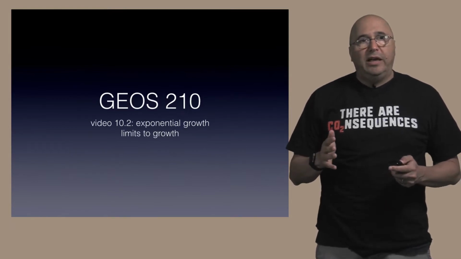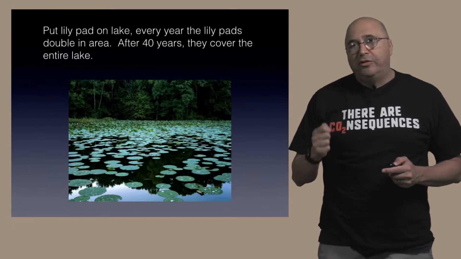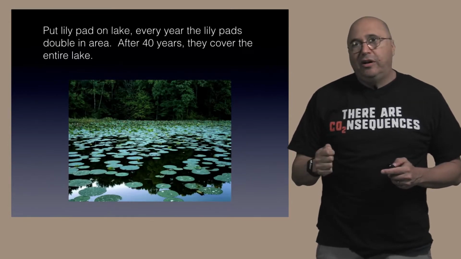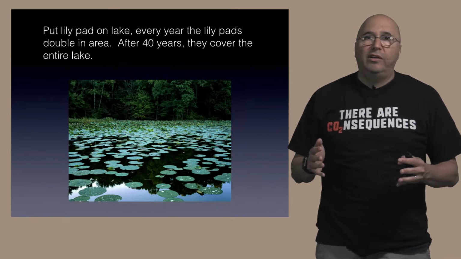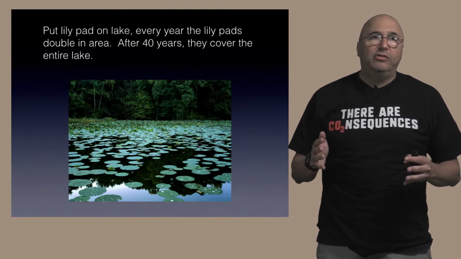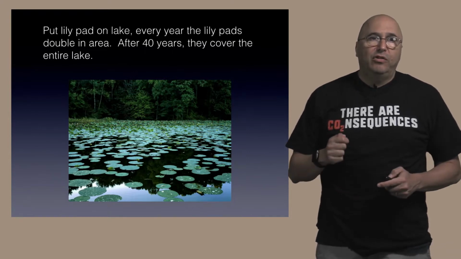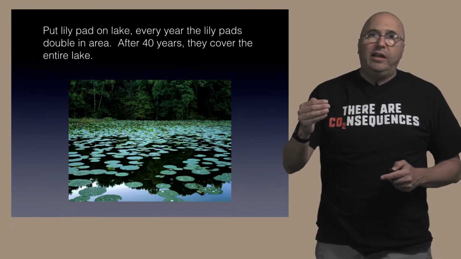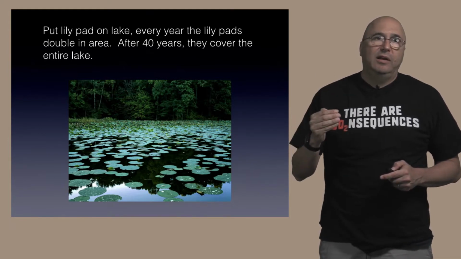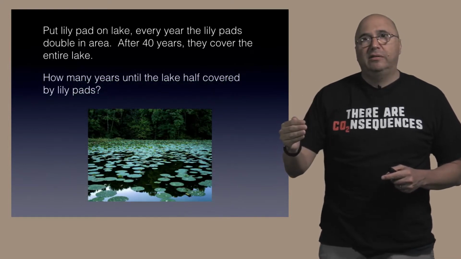Imagine there's a big lake and you put a lily pad on the lake. The lily pads reproduce, and each year the area covered by lily pads doubles in size. After 40 years, the entire lake is covered by lily pads. So the question is this: if it takes 40 years for the lake to be completely covered, how long does it take for the lake to be half covered?